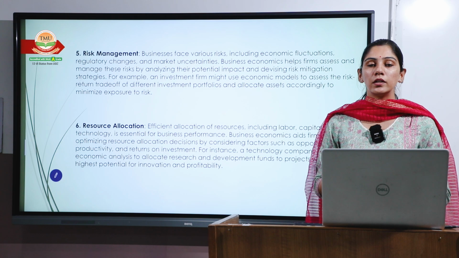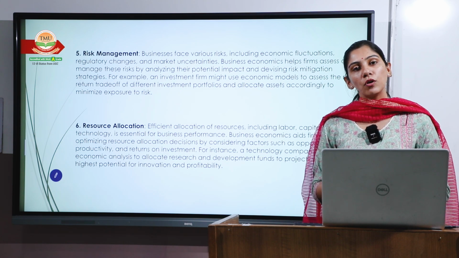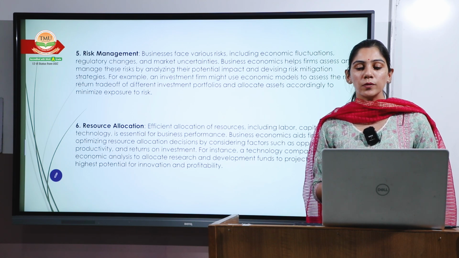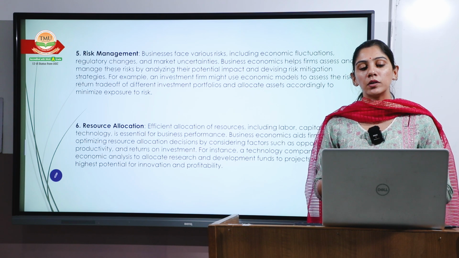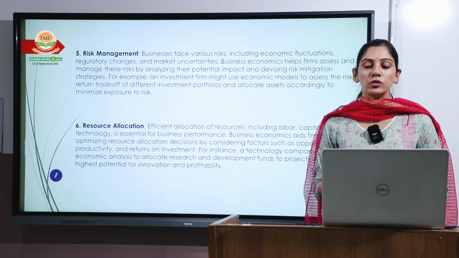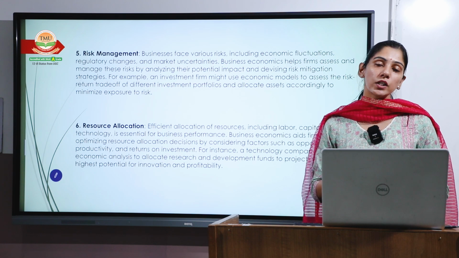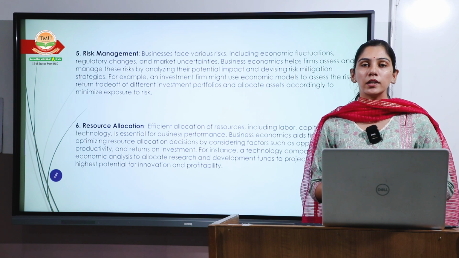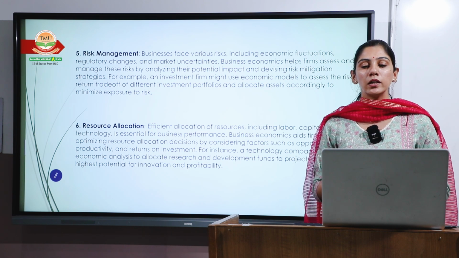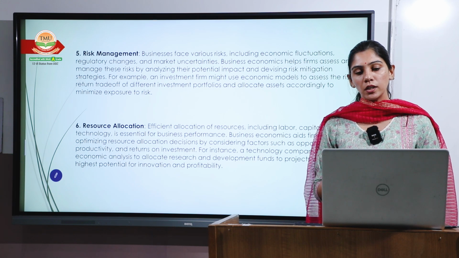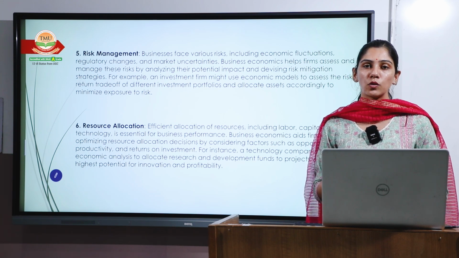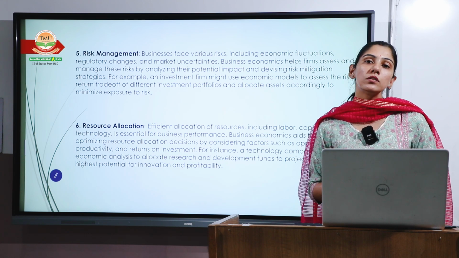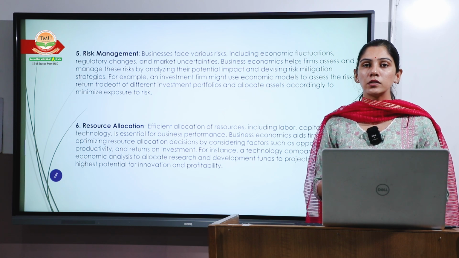Last point is resource allocation. Business economics also helps businesses to allocate various resources. Resources include land, labor, capital and technology. These are the resources which are effectively and efficiently utilized to perform various business activities. Business economics aids firms in optimizing resource allocation decisions by considering factors such as opportunity cost, productivity, and return on investment. So, this is the topic of objectives of business economics.